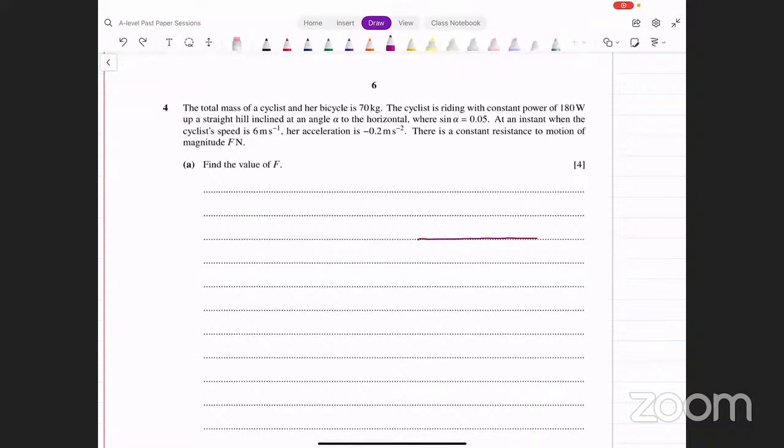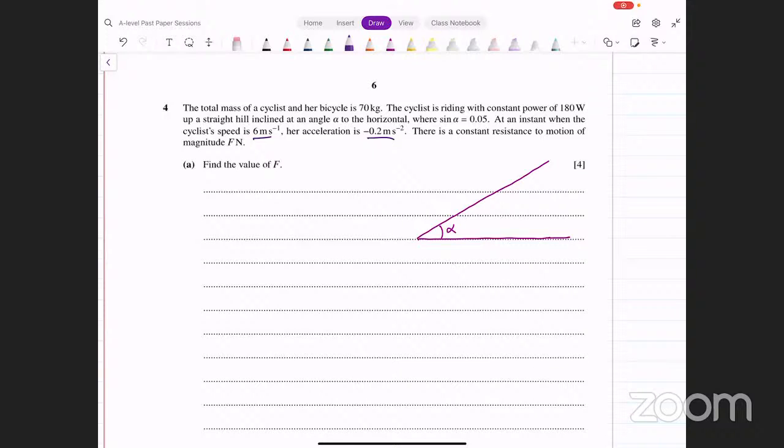So we have this horizontal, and this is the straight hill. The angle is alpha. अच्छा, sin alpha उसने दिया हुआ है. At an instant when the cyclist's speed is 6 meters per second, her acceleration is minus 0.2. There's a constant resistance to motion that is of magnitude F Newton. We have to find the value of F, resistance to motion. आपको वो figure out करना है.